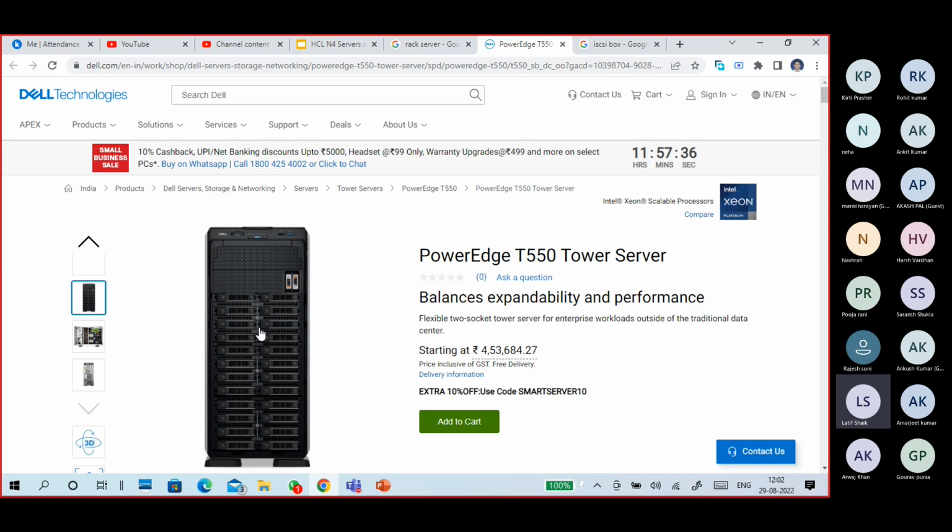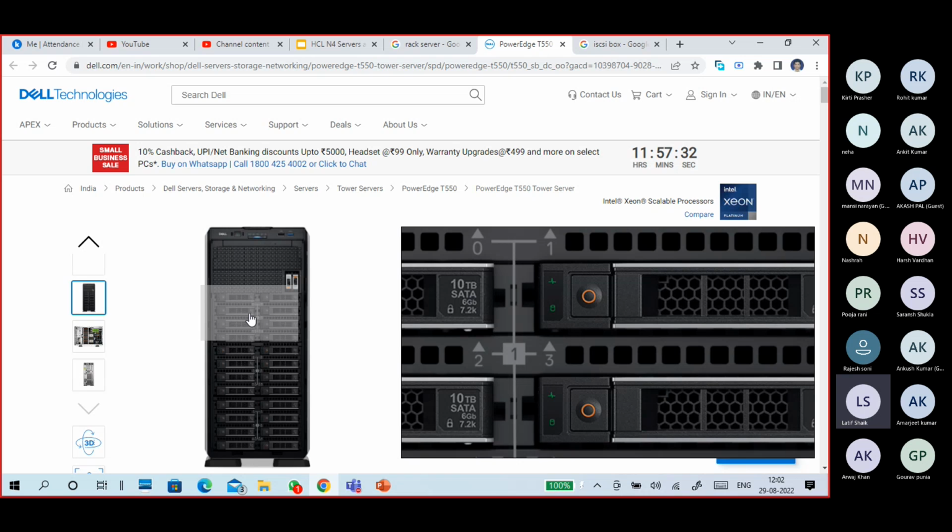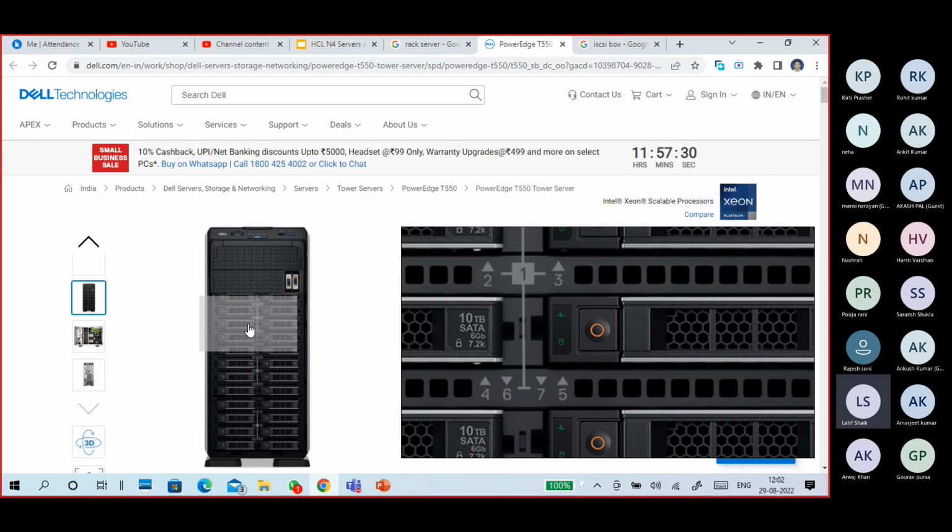As I showed, this is the SCSI. So you can see here, the health status also you can see. There is a health status, disk connectivity.